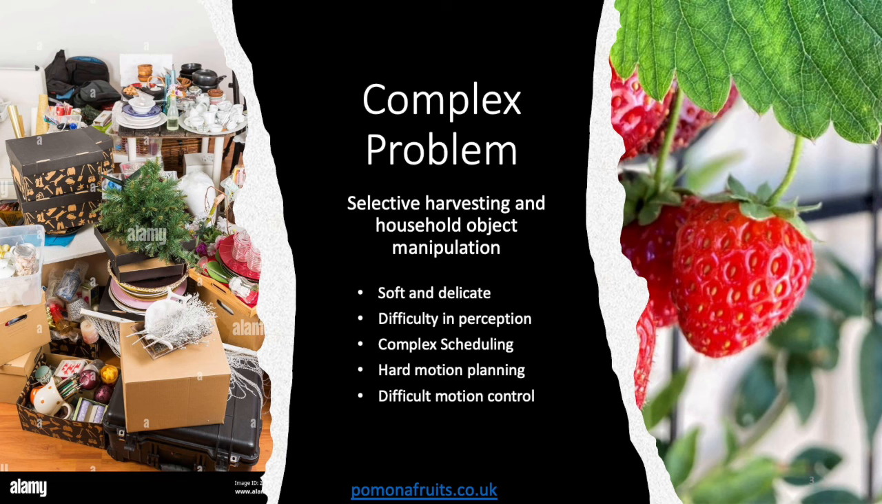For example, if you want to tidy up a room like the one you see in this image, there should be a sequence of tasks that should be executed in order to tidy up the room. The sequence is important because if you just choose to pick or grasp an object which is in a heap or in clutter, it may not be feasible. So you need to first decide which object to pick first and tidy up, and then move on. Other problems include hard motion planning and difficult motion control.